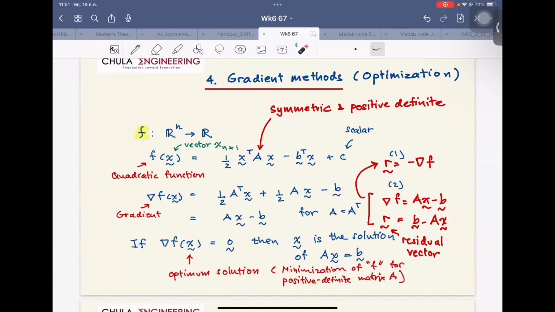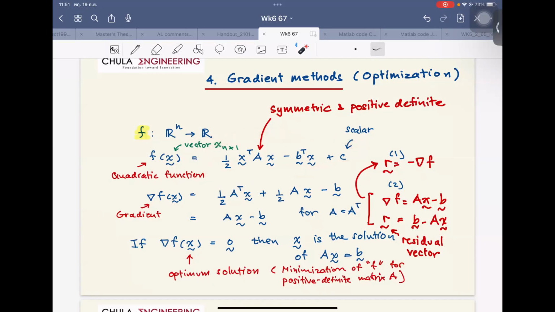Now we start with the function f. The input is a vector, R^n represents a vector. The input of this function is a vector with n components, and the output is a scalar, a real number. So we can write f(x), and this term is the scalar.